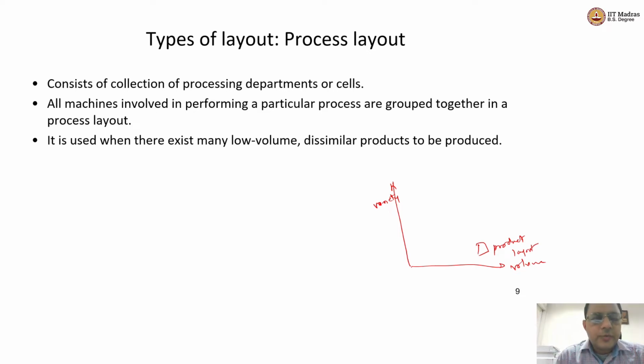So when the volumes are quite large and the variety is quite small, as in the Honda example, organizations usually follow product layout, which is why we have assembly lines for manufacturing cars. Let us take an example on the other end of the spectrum, where the variety is quite large and the volumes are quite low.